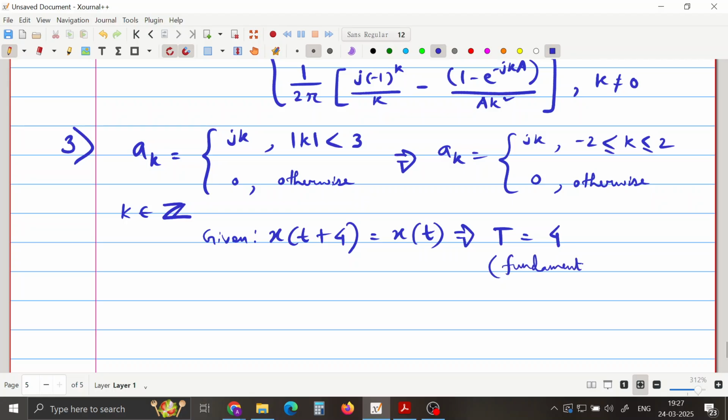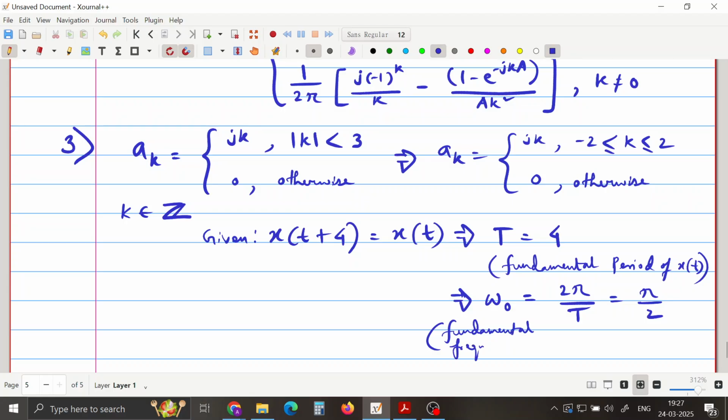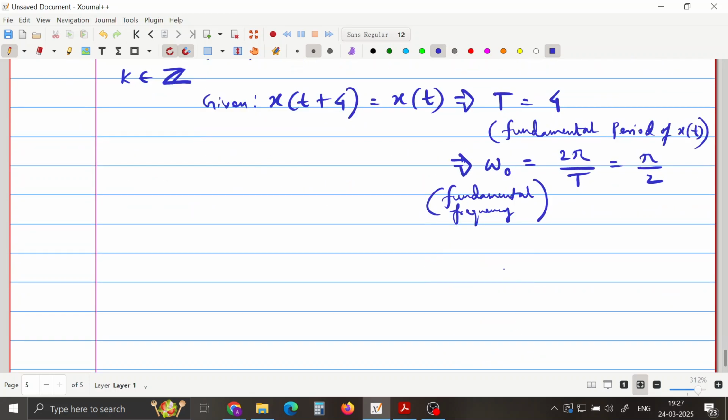Fundamental period of your signal, of course, x of t. And from capital T you can also now find omega naught, which is pi by 2. What is omega naught? Fundamental frequency. Omega naught is pi by 2.